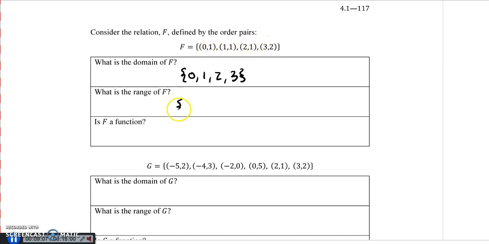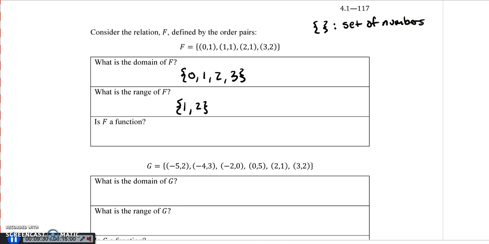In a range, I am only going to write each element that appears one time. All these numbers are included in curly brackets, and curly brackets are there because this is just a set of numbers. So you need to make sure that your numbers have curly brackets around them.